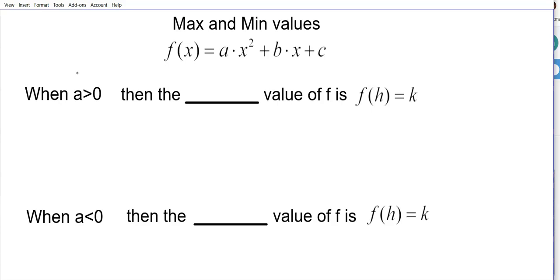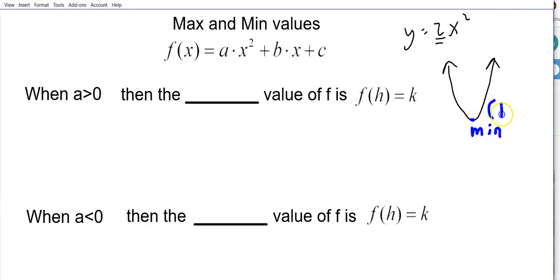So max and min values. When a is bigger than 0, so if you have something like y equals 2x squared, like we just had, if a is positive, in other words, the graph is going to be shaped up, which means this point is going to be a relative, or in this case, an absolute minimum. In fact, if you have the h, k value, the minimum value will always be k, whatever the k value is.